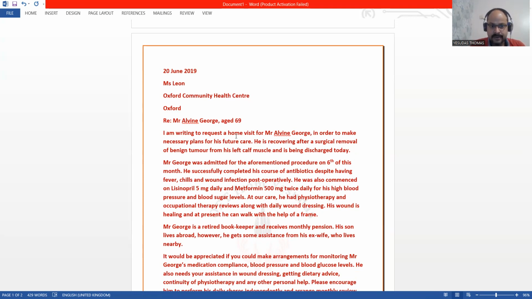He was also commenced on lisinopril 5 mg daily and metformin 500 mg twice daily for his high blood pressure and blood sugar levels. So these are the medications which we have commenced. Okay, he had physiotherapy and occupational therapy reviews along with daily wound dressing. So it's not that much important. So it's an optional sentence. His wound is healing at present and he can walk with the help of a frame. So that's important there.